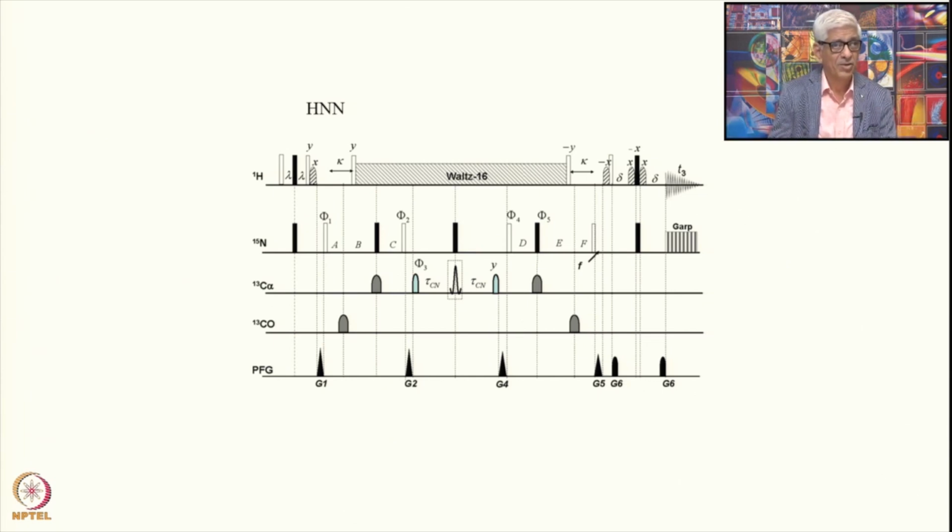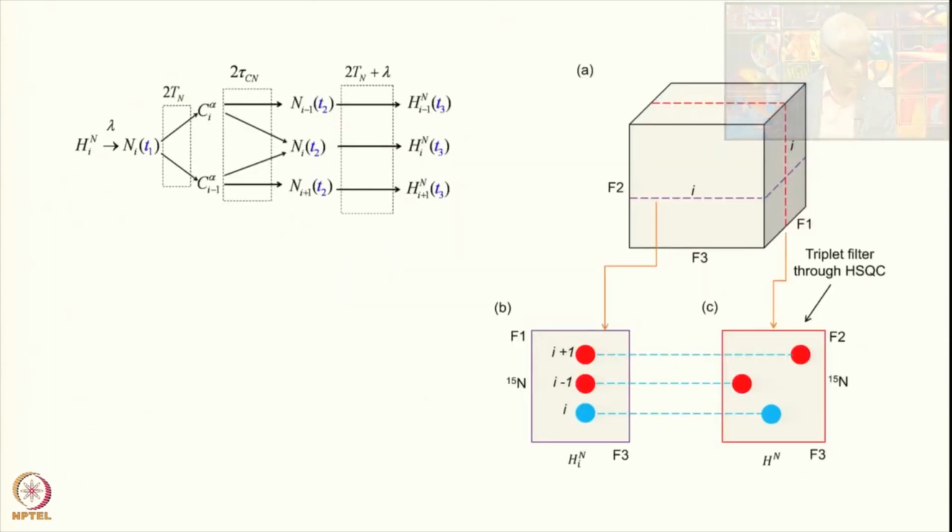And here is an experiment which is called HNN. I will explain the strategy, how the magnetization transfer happens in this experiment. The magnetization starts on the amide proton and is transferred to the nitrogen of the same residue, and it is frequency labeled with a T1 increment. From this nitrogen you transfer to the C alphas of the 2 residues I and I minus 1, just as you did in the case of HNCA.